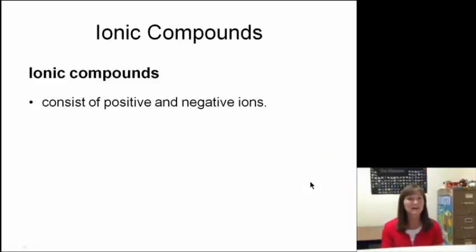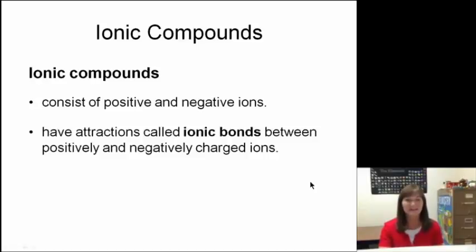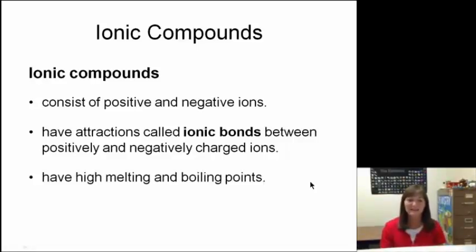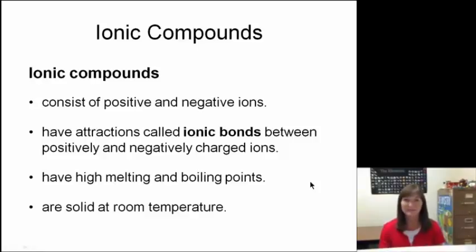They consist of positive and negative ions. They have attractions that we call ionic bonds between the positive and negative charged particles, which are the cation and the anion. They have high melting and high boiling points. So that's a point to kind of memorize about your ionic compounds. And they tend to be solids at room temperature.